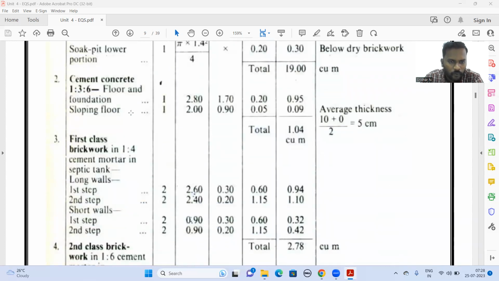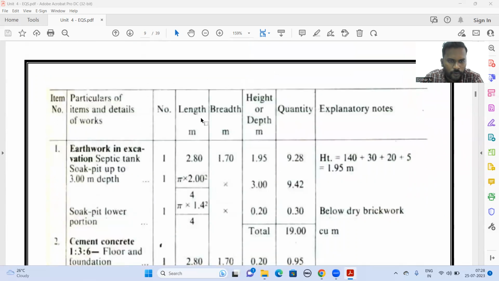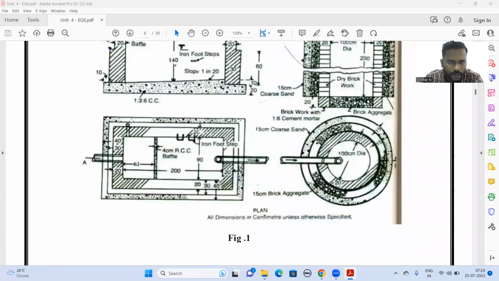Similarly for the sloping floor alone we want to calculate. Sloping floor means inside. So inside it is here only, there is a sloping portion. So the inside portion alone we consider, that is 200 centimeter cross 90 centimeter. And if we consider the height, again this 1 by 20.